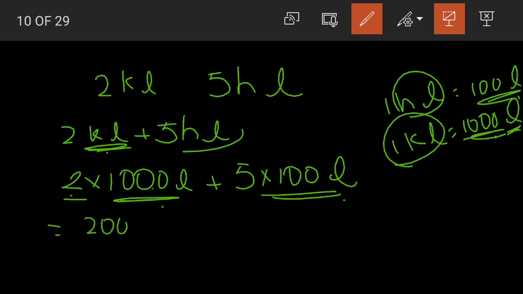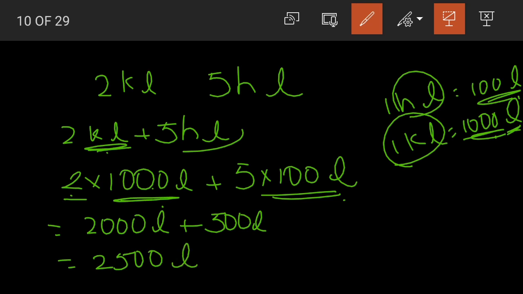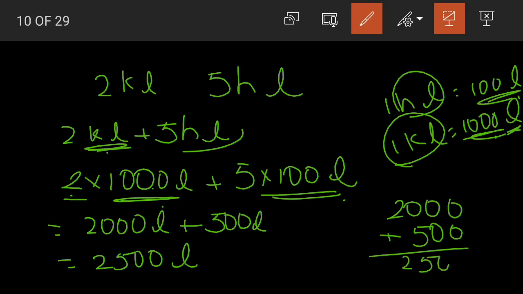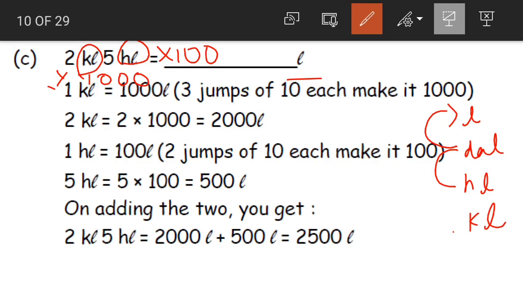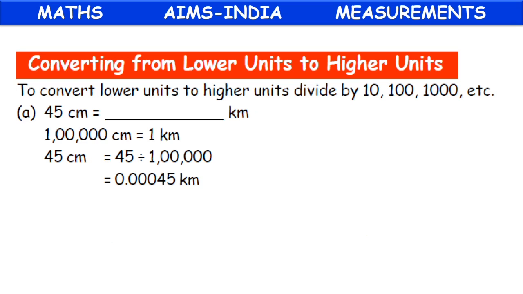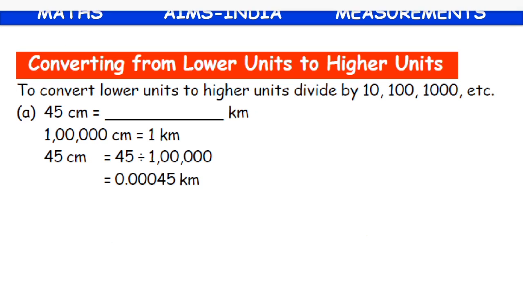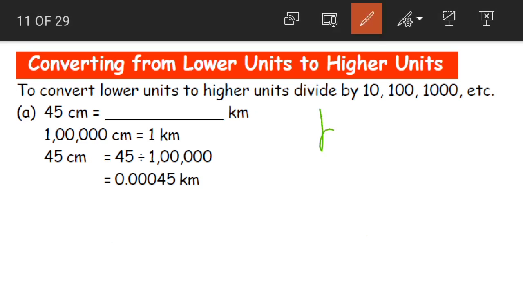2 into 1000, 2000 liters plus 5 into 100, 500 liters is equal to 2500 liters. 2000 plus 500 is equal to 2500 liters. Is this clear, children? So our final answer is 2500 liters. Now that was about converting higher units into lower units of measurement.